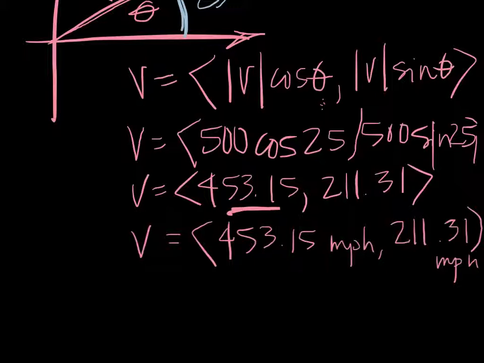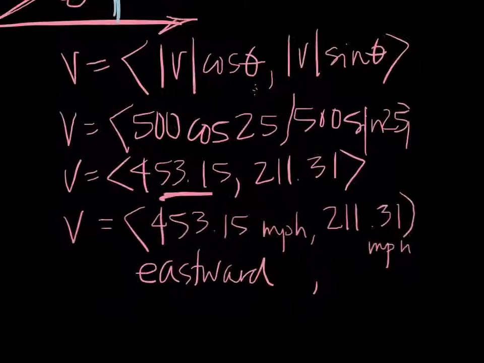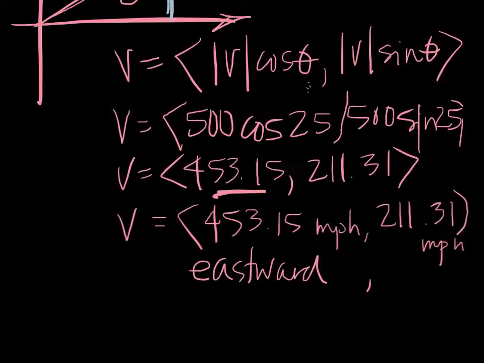I don't know if I was explaining this, I think I probably was not recording when I was explaining this. This vector in component form, 453.15, is telling you you're going 453.15 miles per hour in the eastward direction. And then you're going 211.31 miles per hour in the northward direction. That's what they want you to do, if they want you to split it or write it in component form.